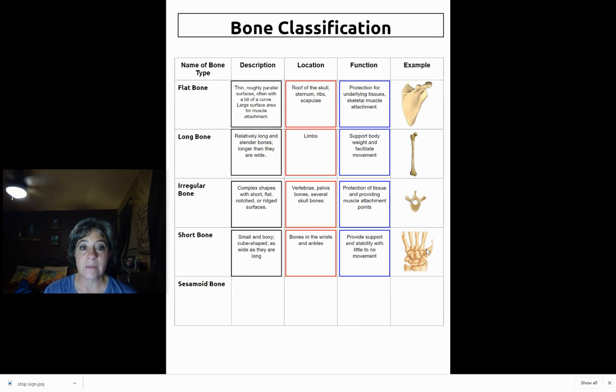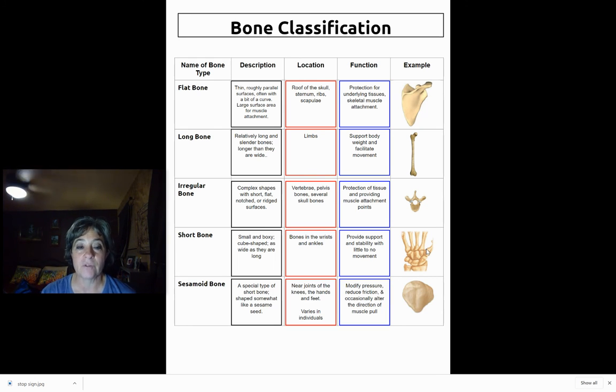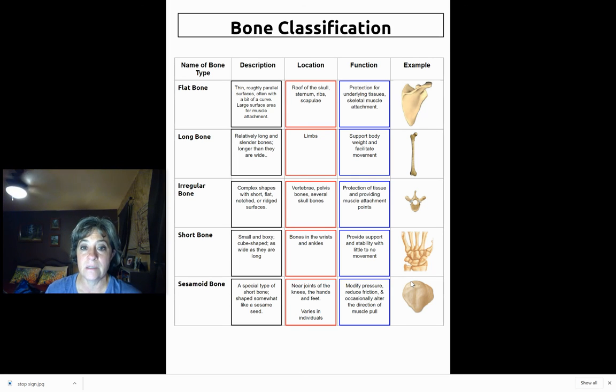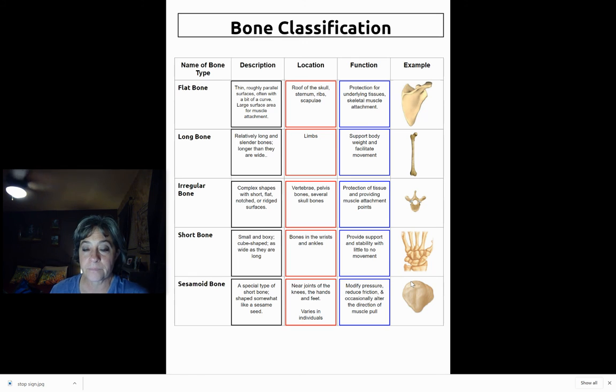And then the last one, the sesamoid bone, is actually a type of short bone. It kind of looks like a sesame seed. If you have a hamburger bun, you got the little dots on the top, those are sesame seeds. And so it looks like this. Most of them are found near the joints of the knees, the hands, and the feet. And it's interesting because some people have a lot of these and some people don't. It varies among individuals. But they help modify pressure, reduce friction, and also they will alter the direction of a muscle pull.